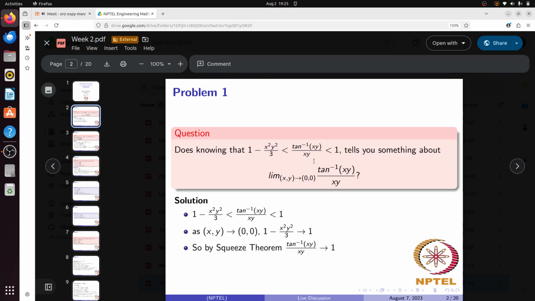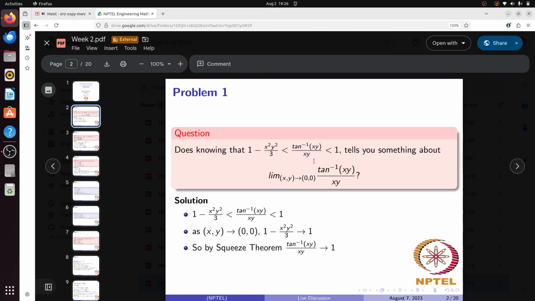But this problem is a generalization of the squeeze theorem. So what does the squeeze theorem tell? If you have three functions fx, gx and hx, with fx less than gx and gx less than hx, and as x tends to some alpha, fx and hx converge to the same value, then gx also converges to the same limit. The same thing we will apply here.